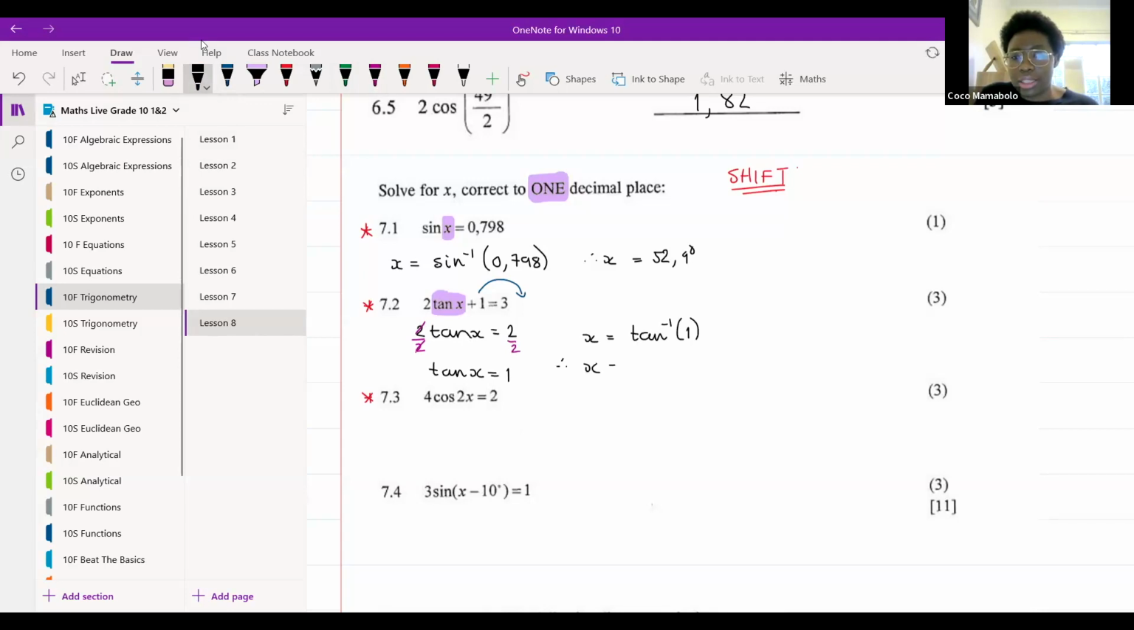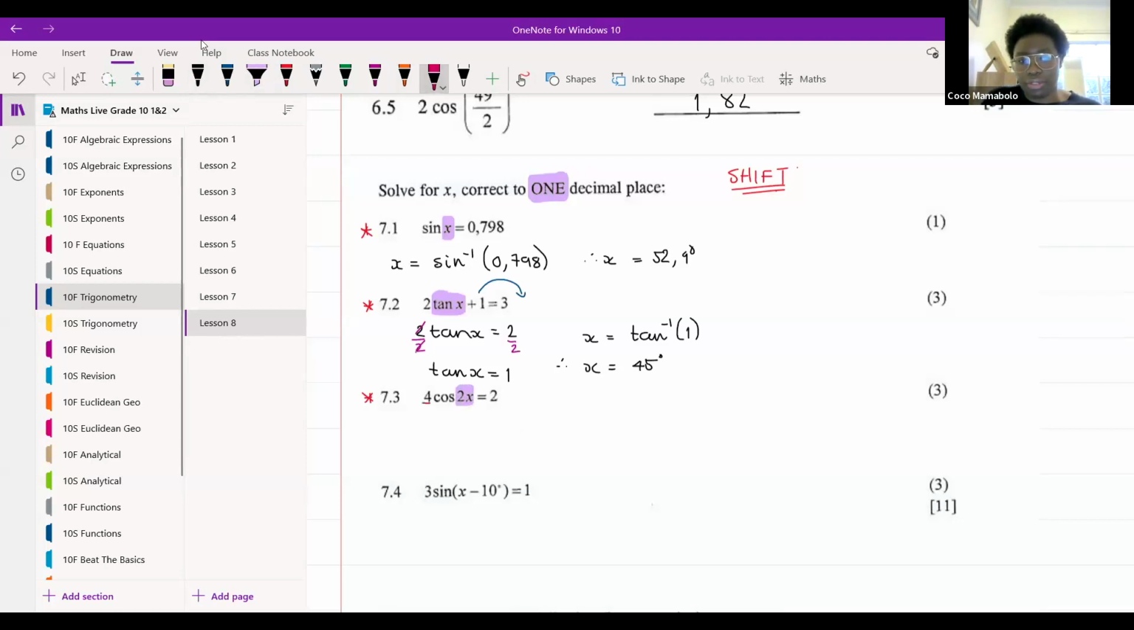Therefore, x is equal to 45 degrees. Okay, x is equal to 45 degrees. Okay, now if we look at question 3, you'll note that my angle isn't just x. In this question over here, my angle is 2x. But I still need to get rid of this 4.